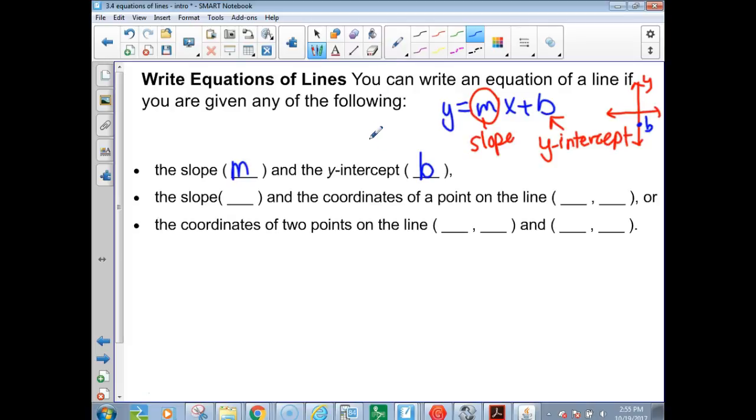You can also write the equation of a line if you're given the slope m and the coordinates of a point on the line, x1, y1. And then the third way that you can write the equation of a line is if you're given the coordinates of 2 points that lie on the line, like x1, y1 and x2, y2.